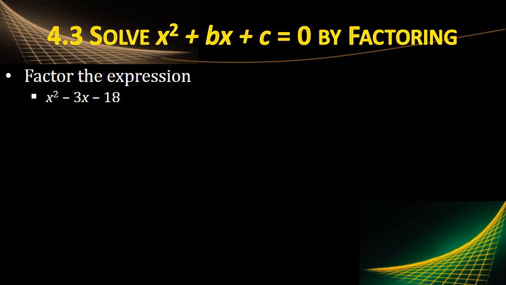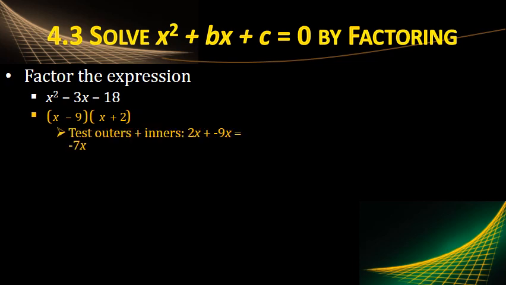For example, let's factor this. It's three terms, so we write two sets of parentheses. We look at our first term, x squared, and say, what times what makes x squared? Well, it's x times x. And then we look at the last term, the negative 18, and say, what times what makes negative 18? Well, how about negative 9 times 2? Now I made the 9 negative because my middle term needs to be negative.